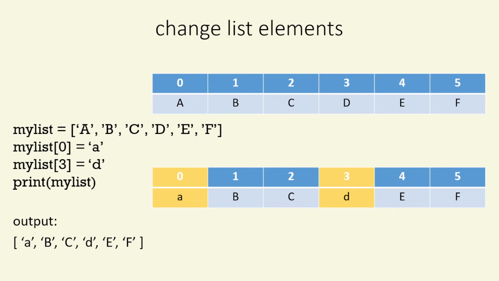Now we can use that to change elements. So here we have my list, which is a list of capital letters from A to F. Now if we change the first element using the index 0 to a lowercase a, and the fourth element using the index 3 to a lowercase d, you can see when we print my list that we have lowercase a, b, c, lowercase d, e, f. So not only have we shown you can change elements in the list, in Python it's called mutable, also we can see we can use the index number to access that element.